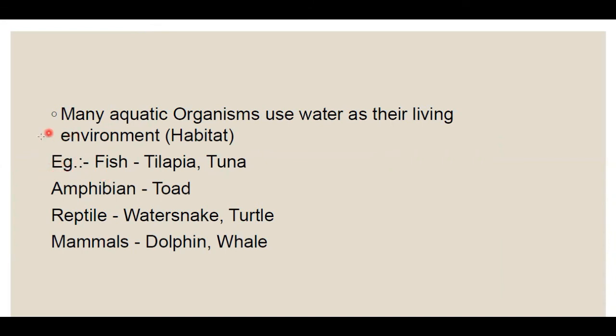Okay, so the examples are, first, fishes, like tilapia and tuna. Then amphibians. They live in both land and water. You can take toad and frog, both of them live in water and land. Then reptiles, like the water snake. They live in water. Then turtle and tortoise, they also live both in land and water. Then mammals like dolphin and whale, their habitat is also water.